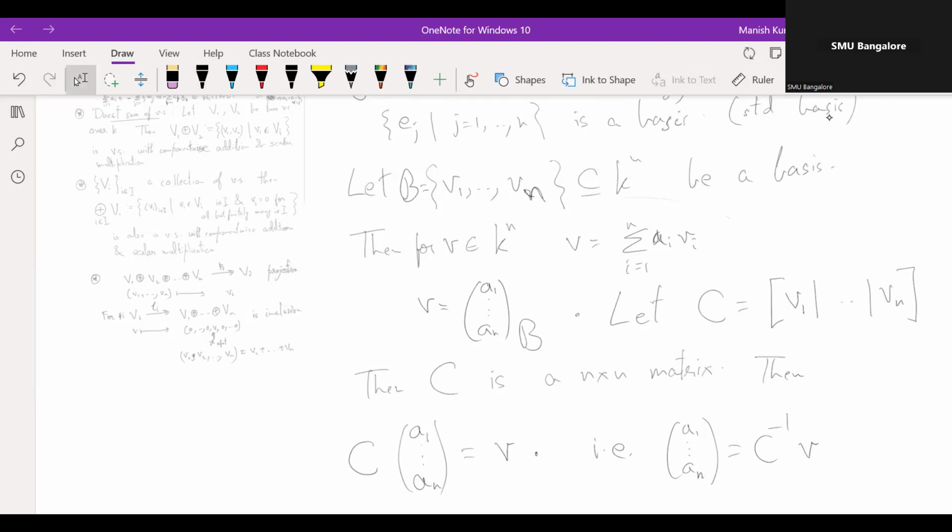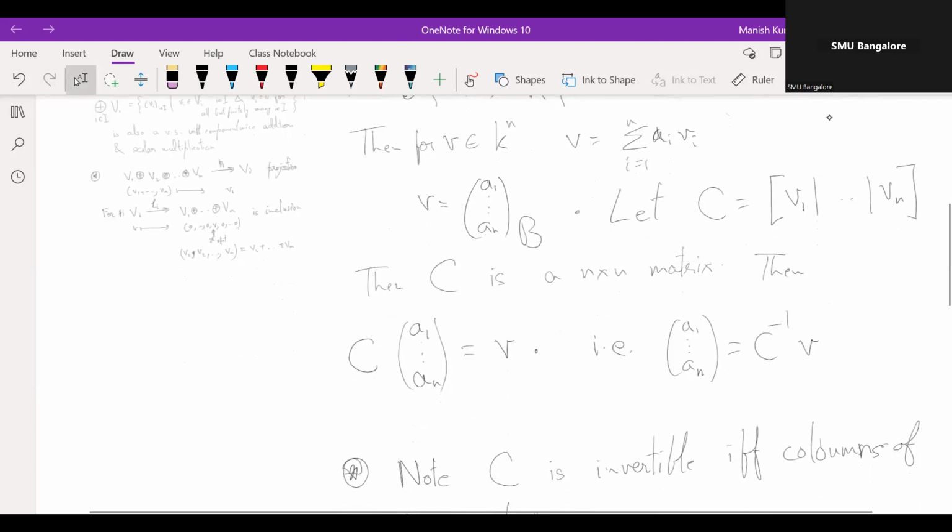So in particular, you can recover the coordinates A1 to AN using the formula C inverse times V. If you are given a column vector V in Kn and you want to know the coordinates of V in terms of this basis B, you just compute C inverse times V, and you get A1 to AN, which are the coordinates of V with respect to the new basis.